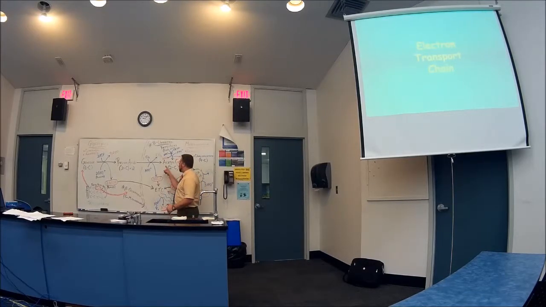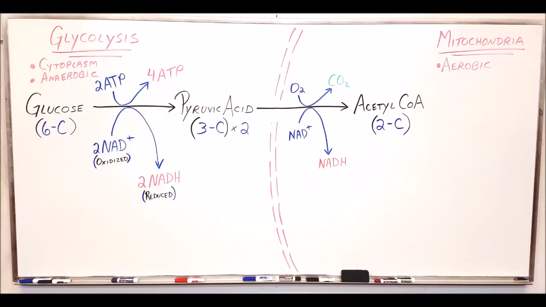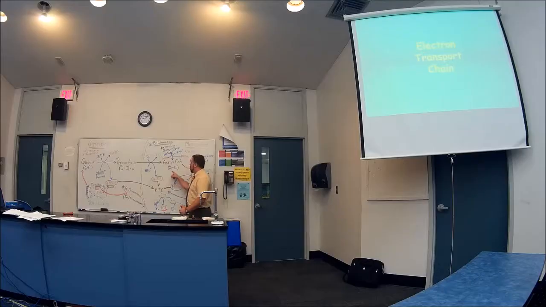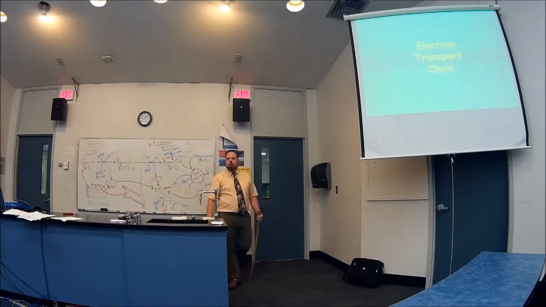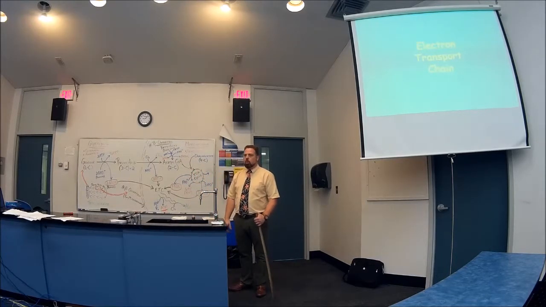So now you've got this acetyl-CoA that's only 2 carbons. The one carbon came off with carbon dioxide. So now we've got 2 carbons from one pyruvic acid, right? Now this 2-carbon structure can enter something called the citric acid cycle, also referred to as the Krebs cycle, or TCA, the citric acid cycle.